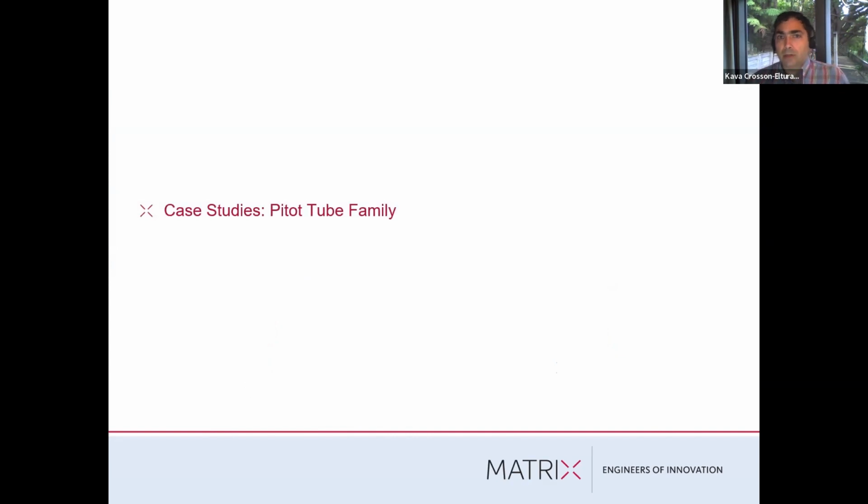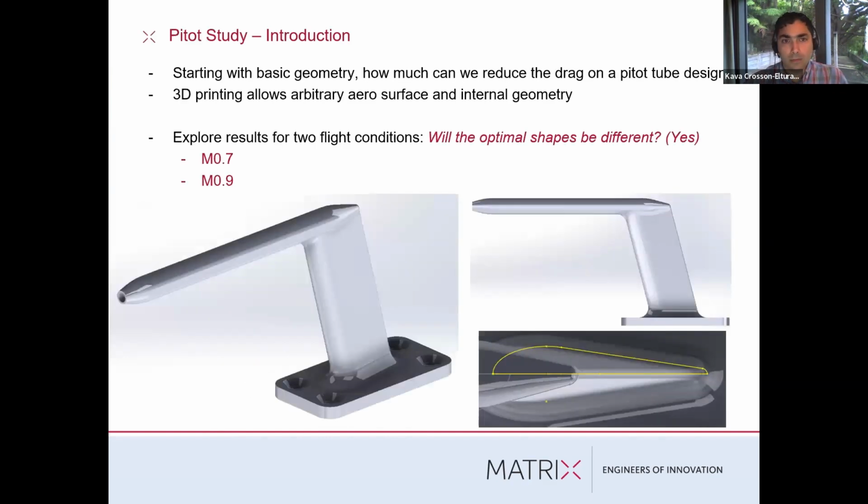So we're going to cover 3 examples today. The first one is of a Pitot tube. So the question is, if we start with basic geometry, how much can we reduce the drag on a Pitot tube design? And this is kind of a dumb design, I'd say, because the starting profile isn't any sort of optimized airfoil shape. It's just an elliptical leading edge and a linear body and then a circular trailing edge.